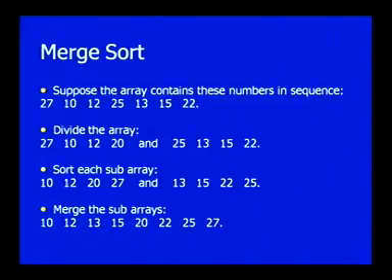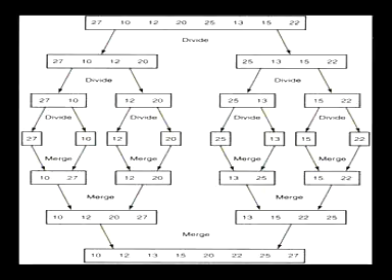Let us see this particular example. I have an array which has these numbers. The first process is division, that means I divide my array into two equal halves. Then I sort each subarray. Then I combine these two arrays to get the sorted array. Let me explain all the things subsequently. This is how it proceeds.